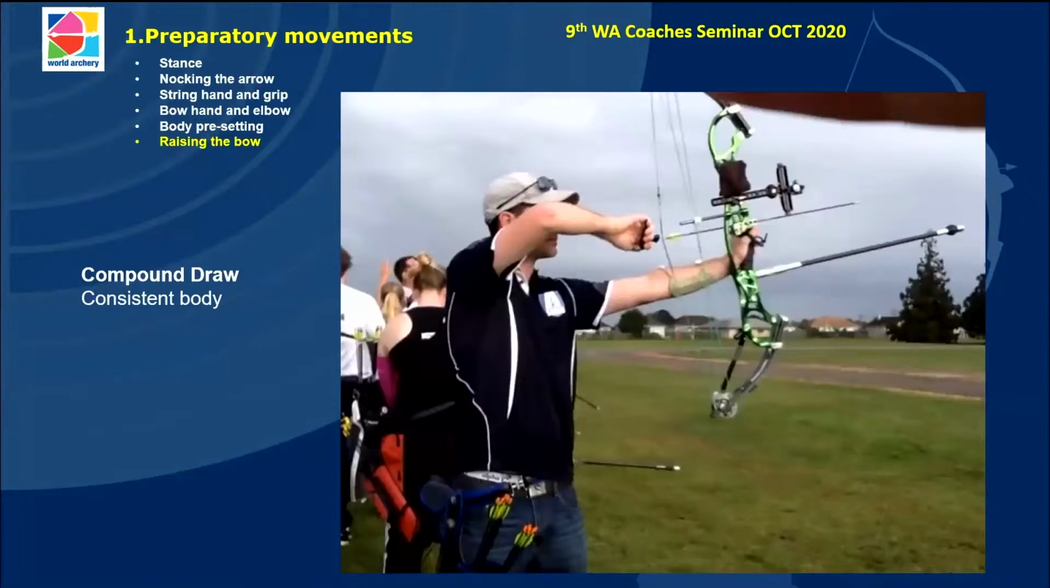So the final position in the preparatory movements is raising the bow. I just wanted to highlight a quick little piece here around the differences between the recurve and compound. The image here is of an archer out of New Zealand. He is just picking up his bow, or raising his bow, and then we'll draw the bow. And you can see here the big difference is that the brace height of the compound is typically a bit shorter.